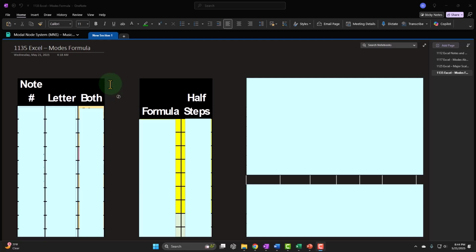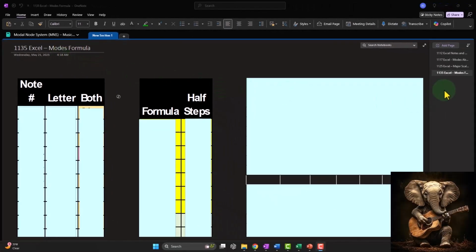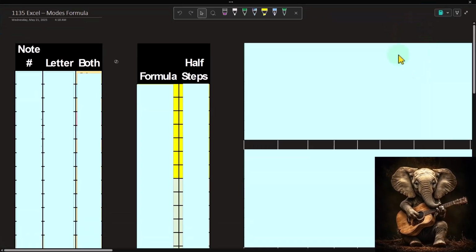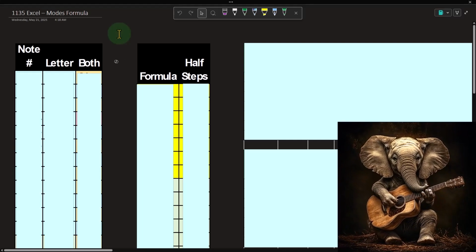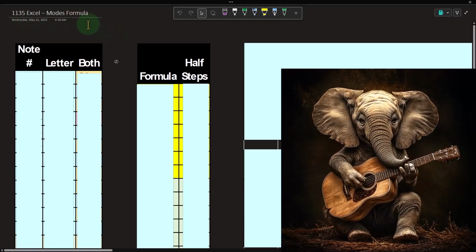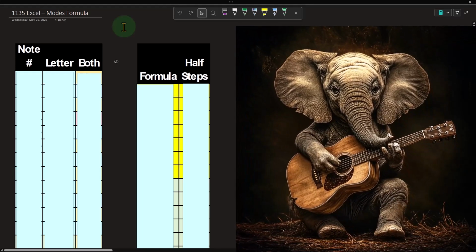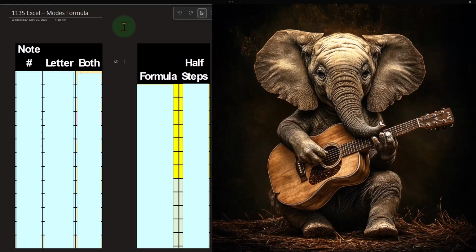You're not required to, but if you have access to it and would like to follow along, we're currently in the OneNote file of the modal node system, MNS presentation 1135 Excel modes formula. One of only 4 presentations we have thus far, but we plan on adding plenty more shortly. Also note that while in OneNote, we can spend all of our time analyzing the table, working on theory, but we also have another presentation by this number and name where we actually build these tables within Excel, practicing our visualization of tables as well as our Excel tools, which I highly recommend doing.